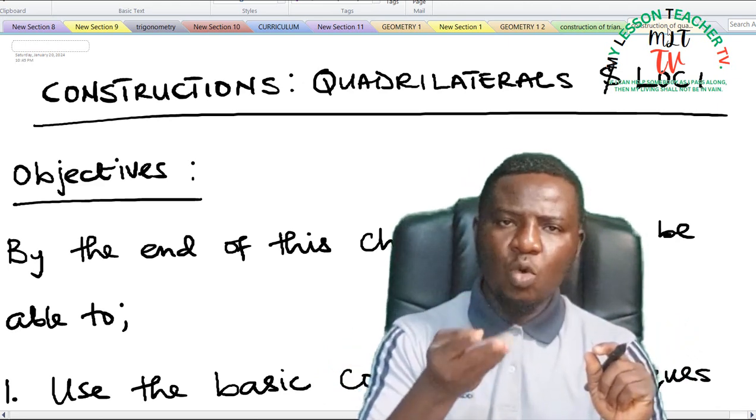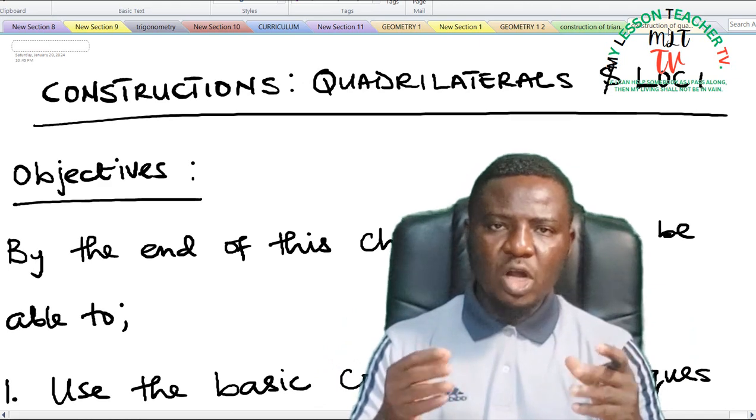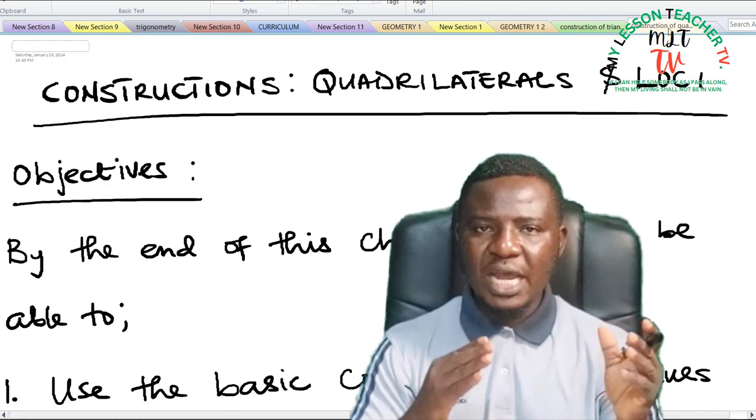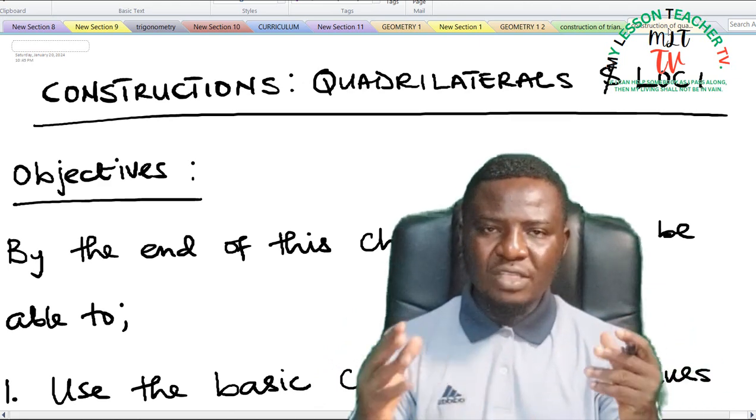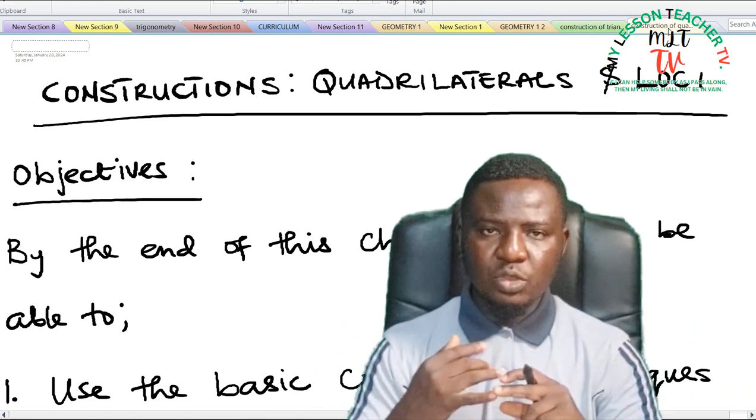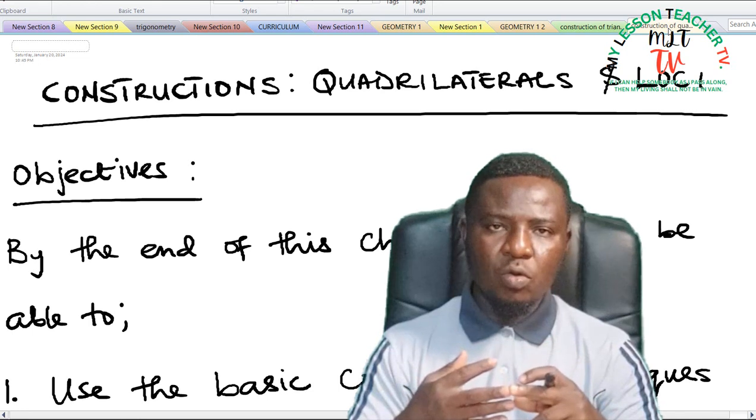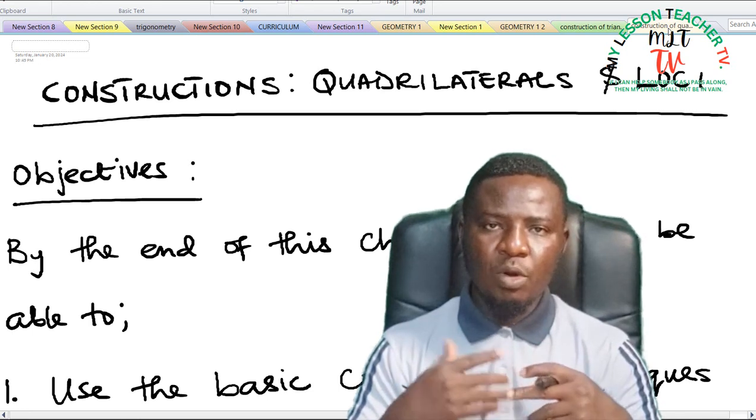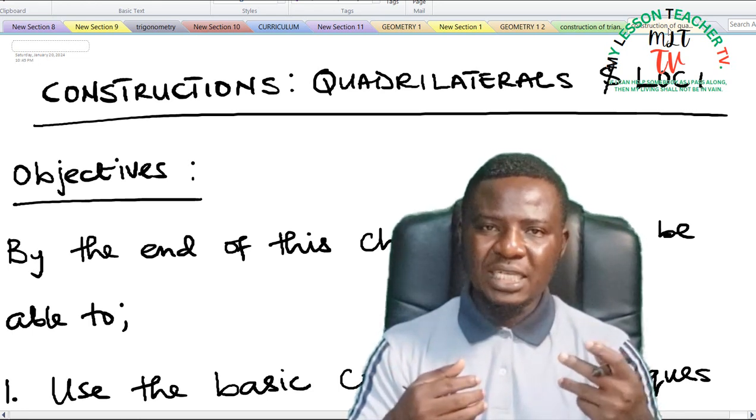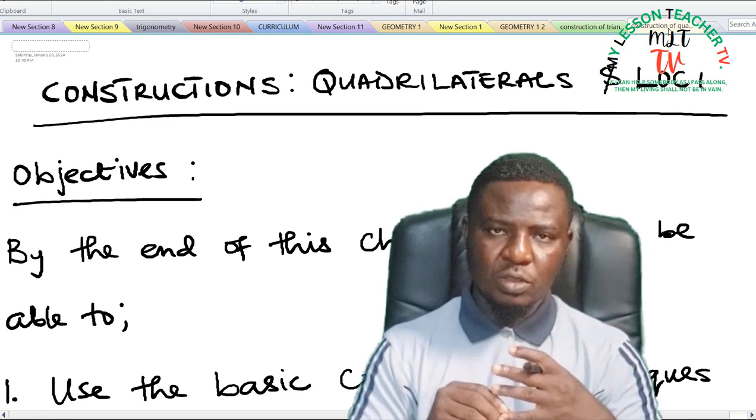Now, what do you understand by quadrilaterals? Quadrilaterals are said to be four-sided plane shapes. So we have examples like square, rectangle, parallelogram, trapezium, rhombus, kite, and so on and so forth.